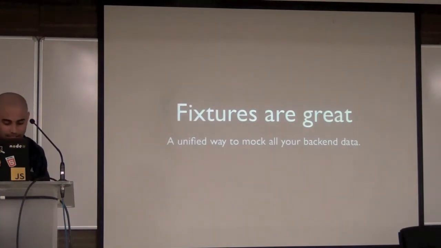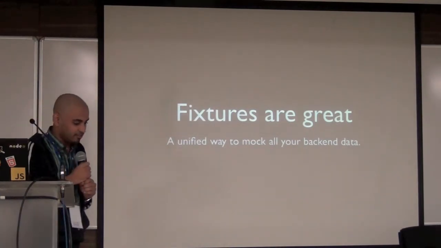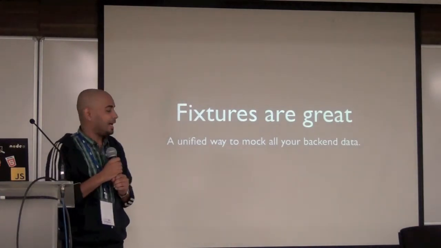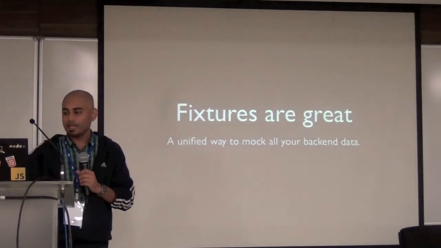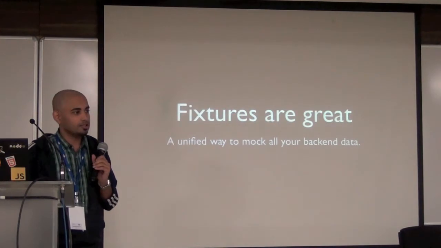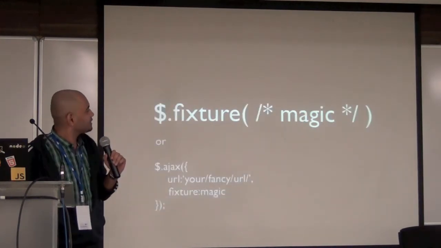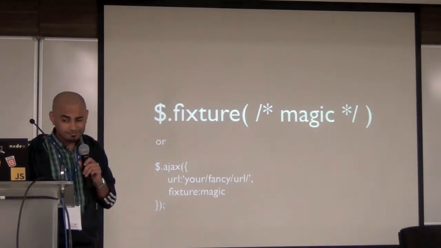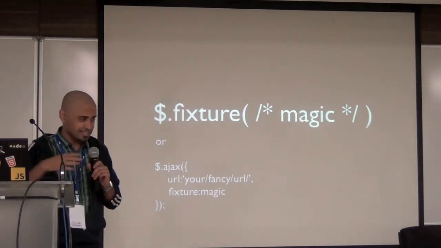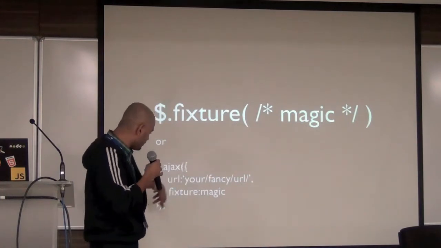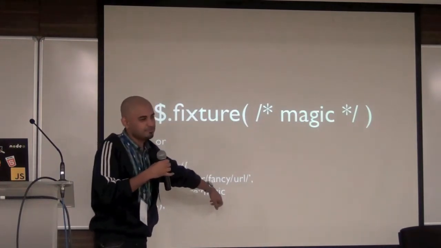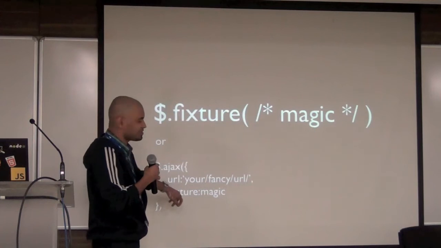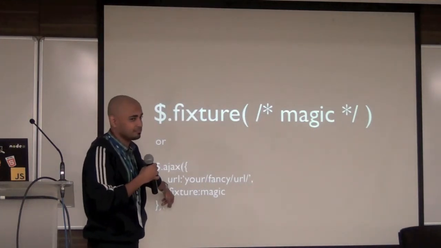So there is a brilliant MVC framework called JavaScript MVC. And they were the ones who introduced a jQuery plugin called $.fixture. Don't go into this code, I'll show another code after this. So this essentially says, when you get a request for this URL, just use this fixture. I've defined a fixture called magic, just use that. Please don't hit the server.